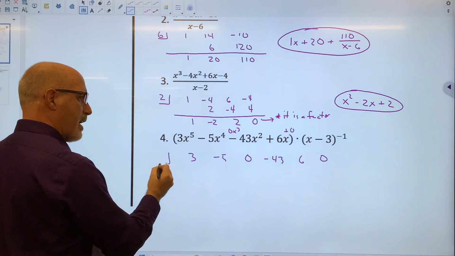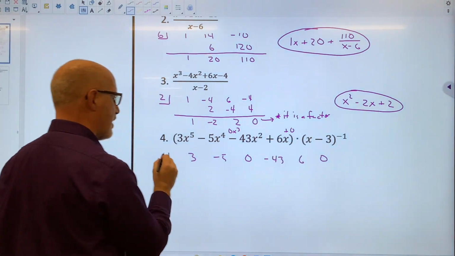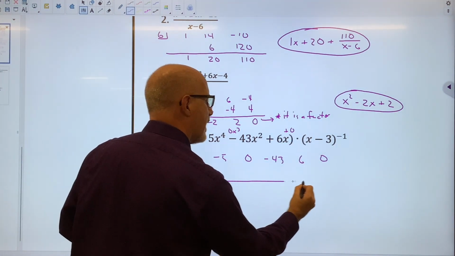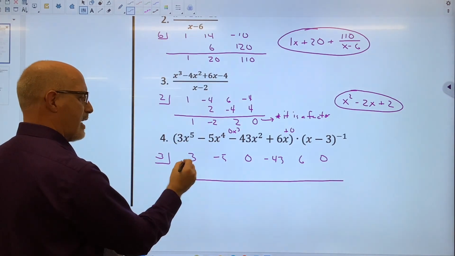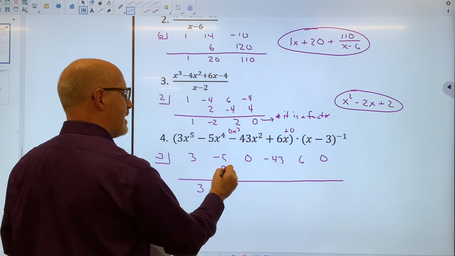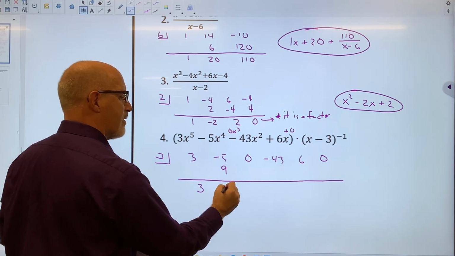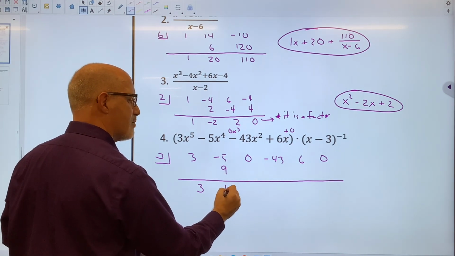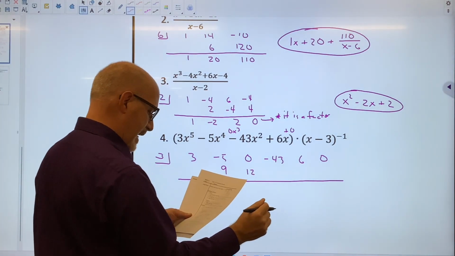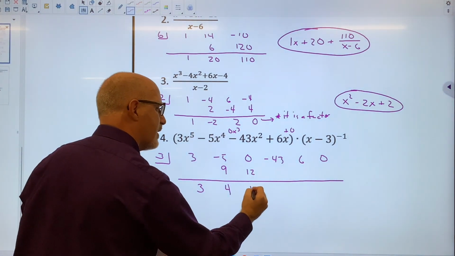I'm going to put in the box the opposite of this number here. That'll be a 3. Skip a line, draw a line, bring the number straight down. So this 3 comes down. We go 3 times 3 is 9. Add straight down, and I get a -5 plus 9 gives me a 4. 3 times 4 is a 12. We're going to add straight down, and I get a 12 here.